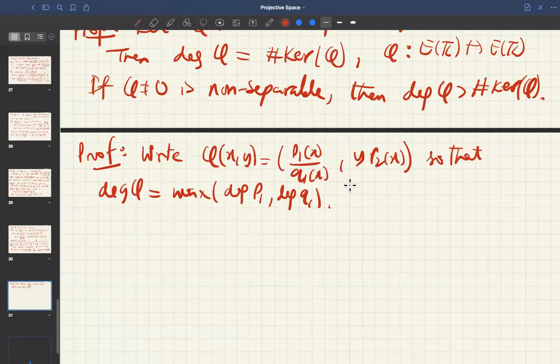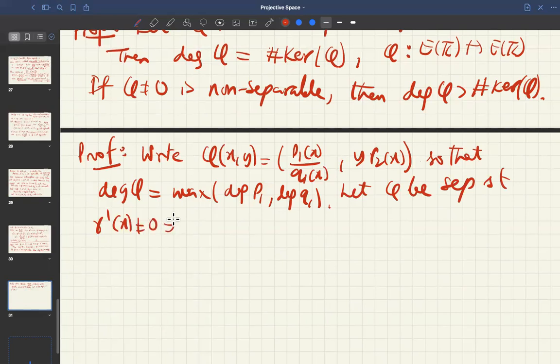Let me go back a moment. The separable is not identically 0, so let phi be separable, so that r1'(x) is not equal to 0, which implies that p1' q1 minus p1 q1' is not the zero polynomial.